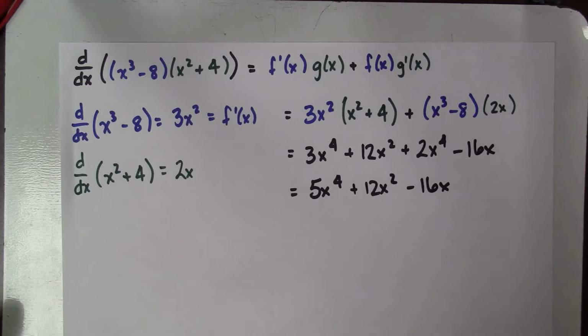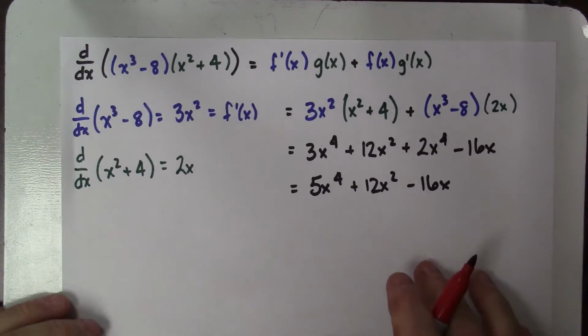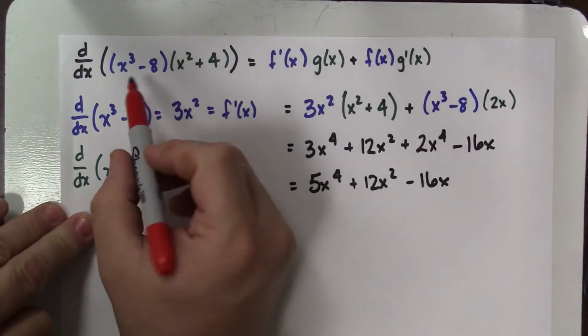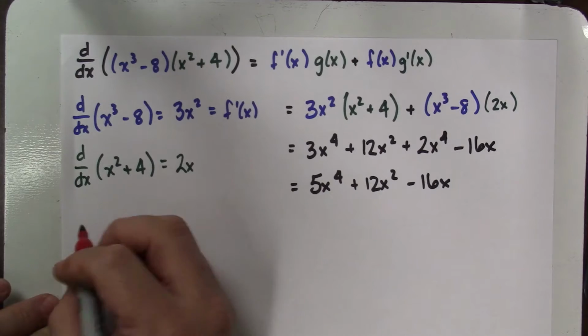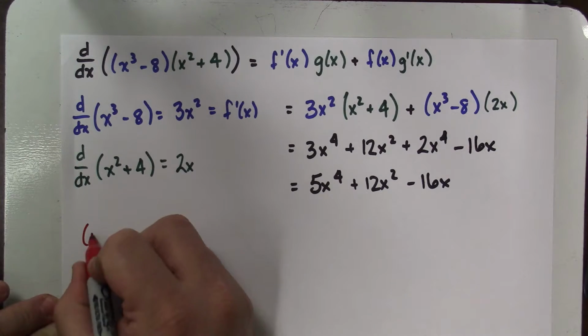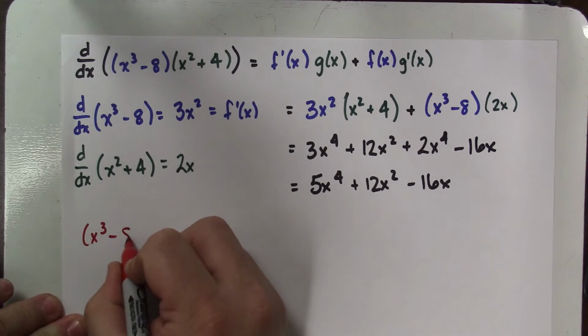That is the derivative of that. What I also want to do real quick is show you that had I multiplied this out, I would have gotten the same thing. So here, if I FOIL this, I've got x cubed minus 8.